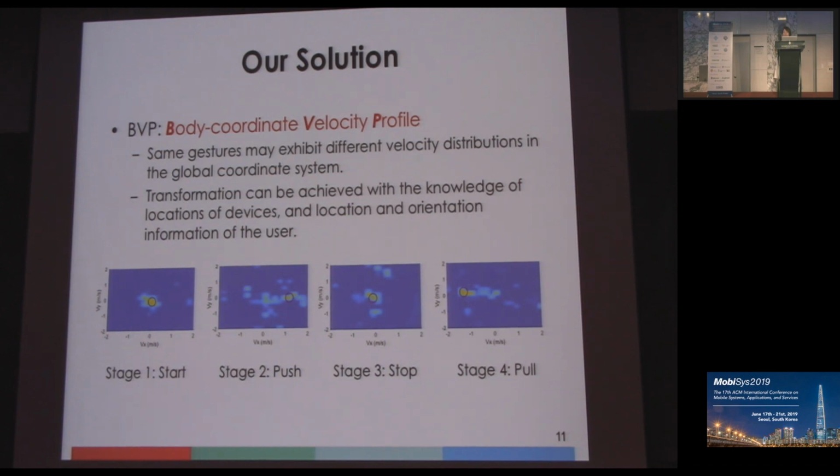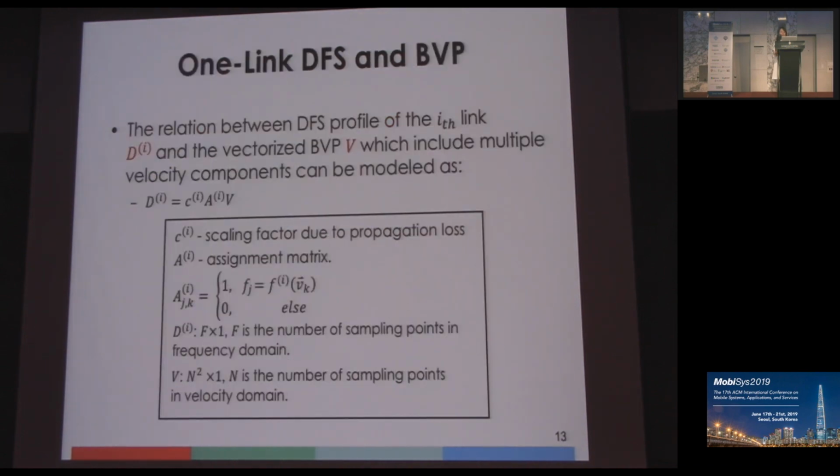So now we come to the second question: how we can extract BVP in practice with the collected Wi-Fi signals. We utilize Doppler frequency shifts, shortened as DFS, which are widely utilized in previous work for Wi-Fi-based sensing, to recover BVP. DFS can be derived from raw signal samples by applying time-frequency analysis. We found that the relation between DFS from a single link and BVP can be modeled using the equation shown on this slide. The assignment matrix A_i captures the projection of the BVP onto the i-th link, and the scaling factor c_i depends on the propagation loss of the reflected signal.